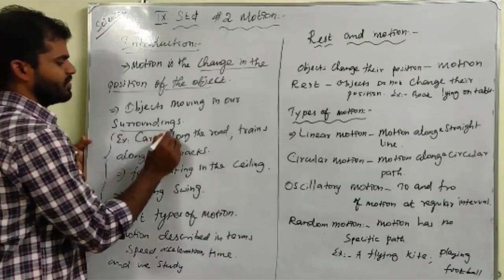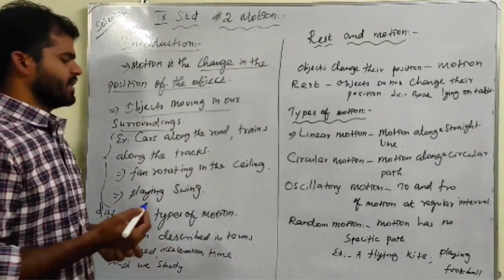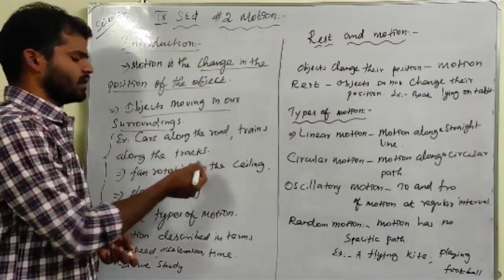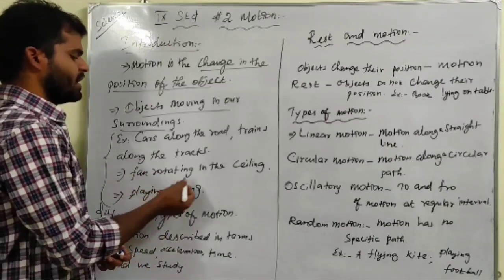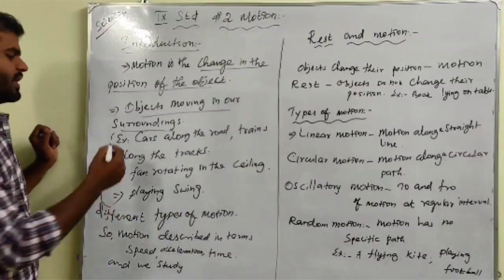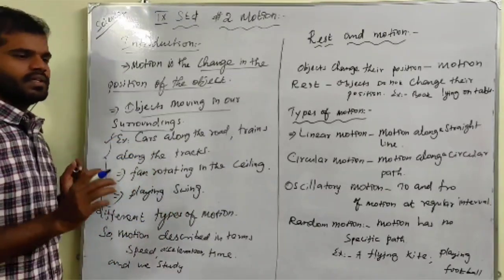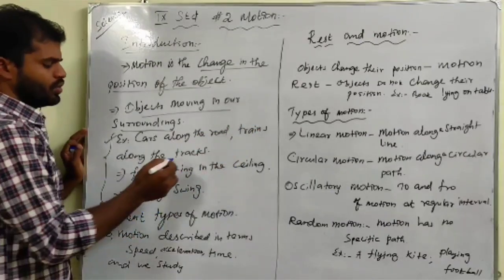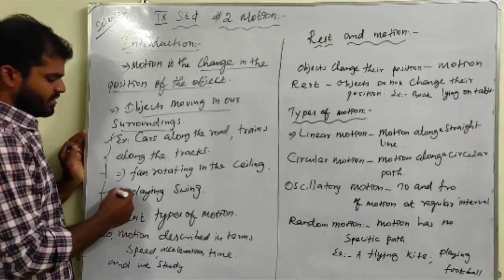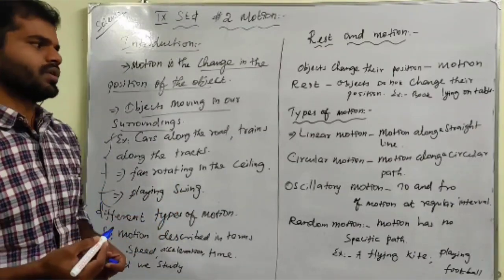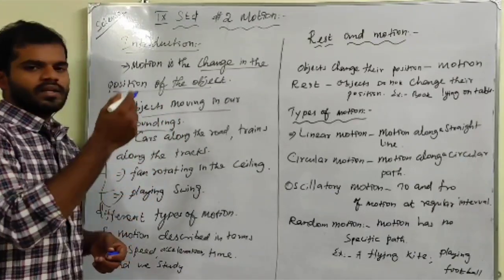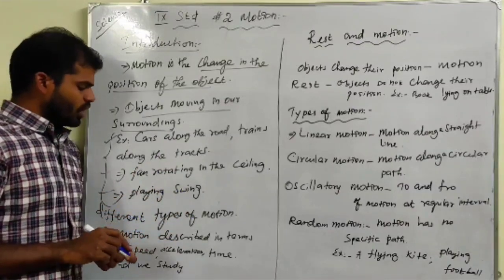In our surroundings we have seen different types of motion. For example, cars moving along the road, trains along the tracks. At the same time, a fan rotating in the ceiling, then playing on a swing. The first one is one type of motion. The second one, a fan rotating in the ceiling, is another type of motion. Playing on a swing is also another type of motion. So in this lesson we are going to discuss the types of motion. Okay, what are the various types of motion, and what is motion?